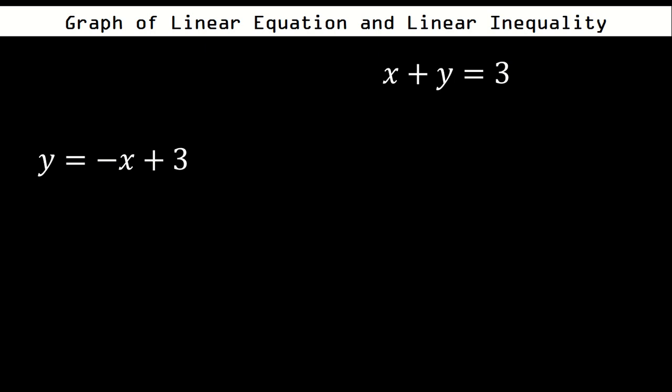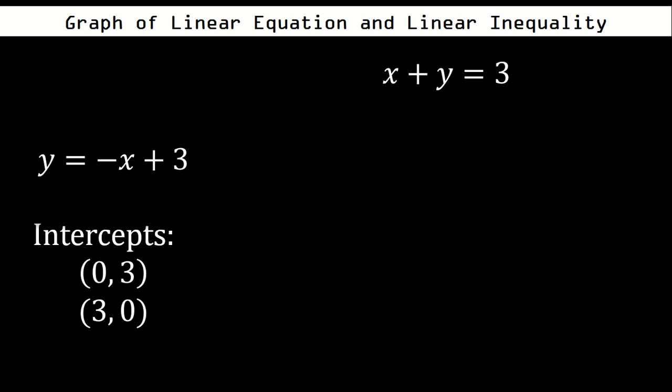Then for the y-intercept, all we need to do is replace x as 0 and then find the value of y. If we replace x as 0, y is equal to 3. So therefore we have here an ordered pair 0 comma 3. So the intercepts are 0 comma 3 for the y-intercept, and for the x-intercept we have 3 comma 0.